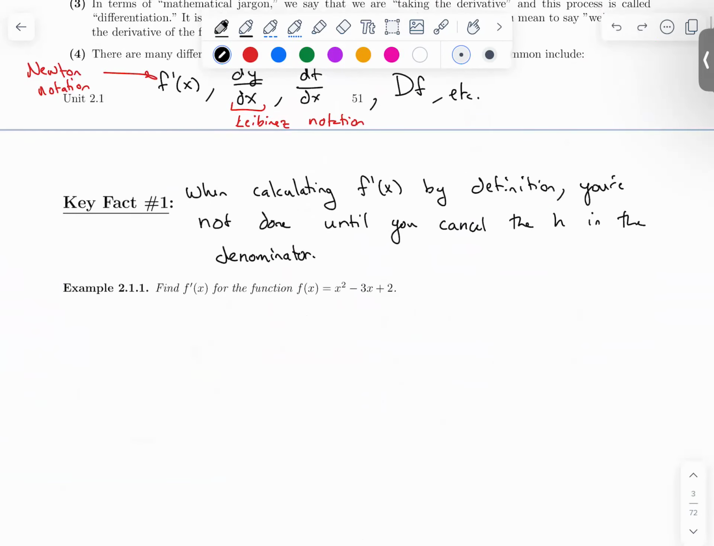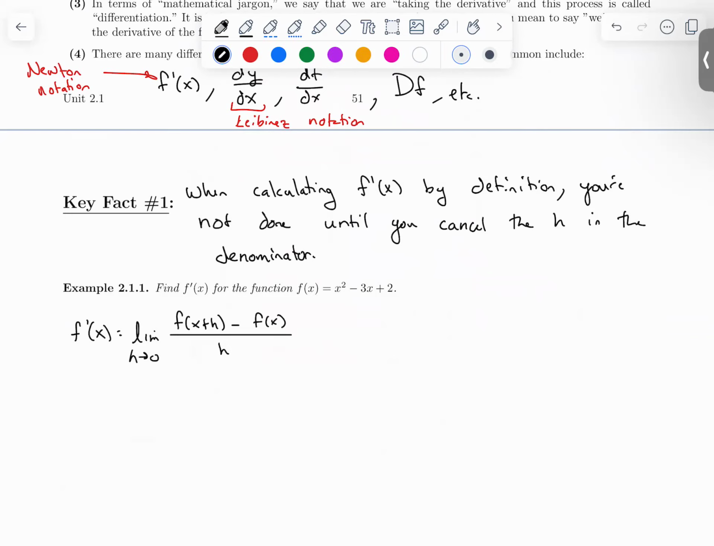So find f prime of x for the function f of x equals x squared minus 3x plus 2. So when you're memorizing this thing, it's free practice to just write the formula over and over again. Whenever you do a new problem, rewrite the formula. f prime of x, by definition, is the limit as h approaches 0 of f of x plus h minus f of x, all divided by h.